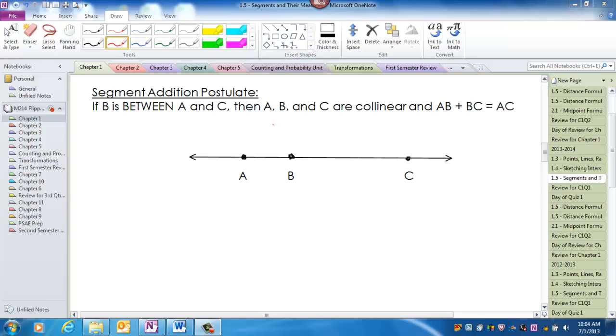Everybody. Today's lesson covers segments and their measures. The first part on your worksheet asks you to measure segments to the nearest millimeter. We'll need a ruler to do that, so we'll do that together in class. So let's go on to the next section.